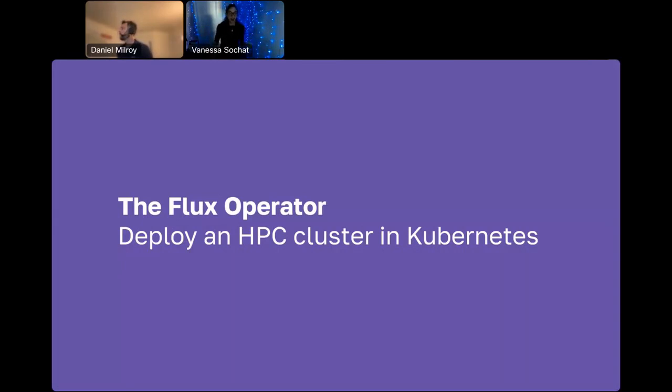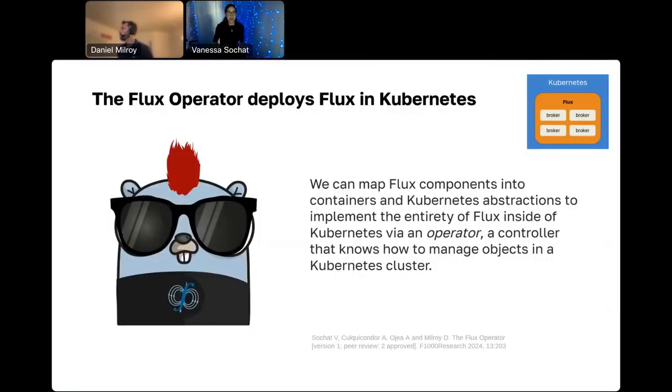This is how you would deploy an entire HPC cluster in Kubernetes. This was a project we started at the end of 2022, and it's been hugely successful in terms of empowering us to do really great work. The basic idea is we took our Flux components and said, okay, we have these Flux components. How can we map them into Kubernetes abstractions? And so we did that, and we were able to implement the entirety of Flux inside of Kubernetes. We call that a mini cluster.